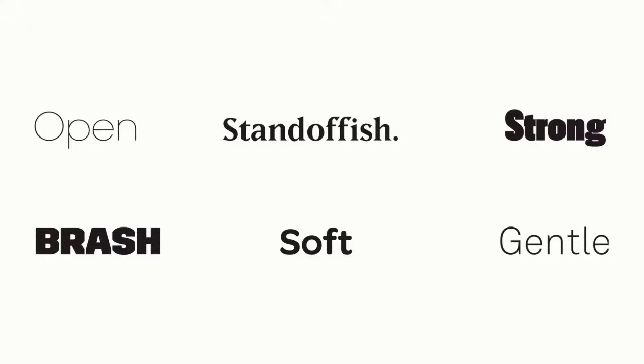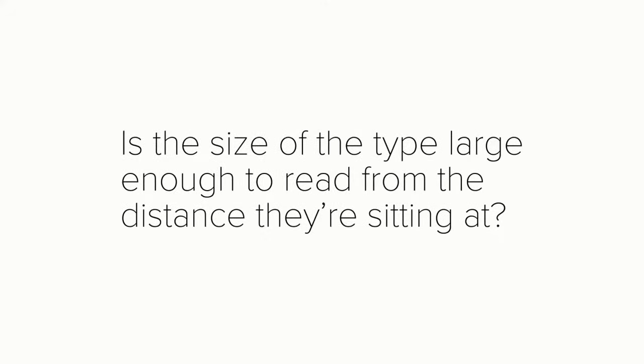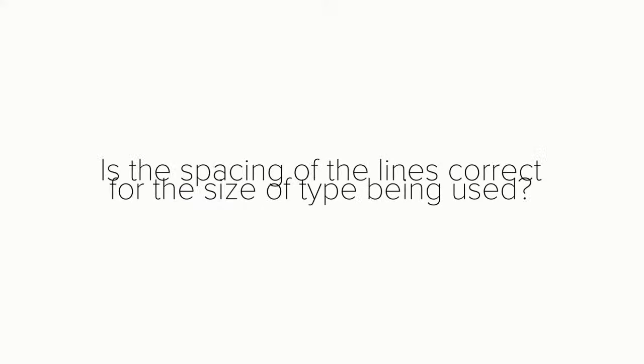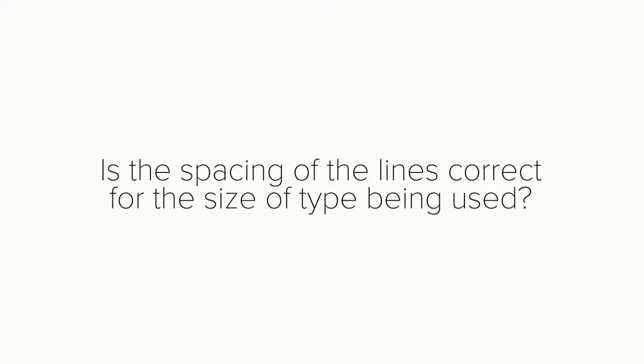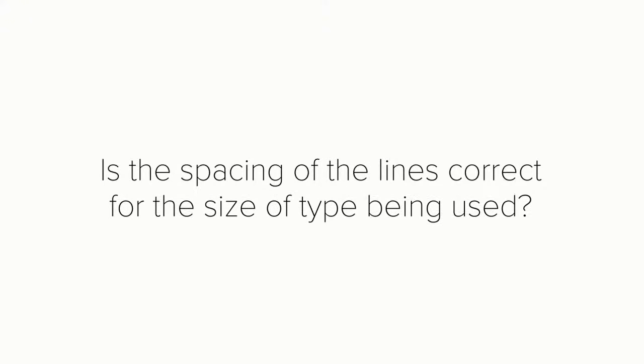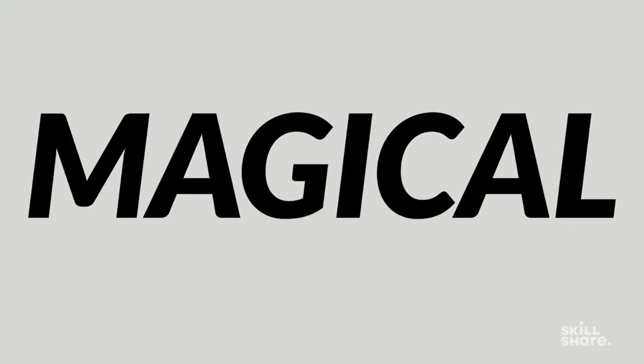When it comes to legibility, we're really talking about the principles of typesetting. Is the spacing right? Is the size of your type large enough so that someone can read it from the distance they're sitting at? Does the color provide enough contrast to be legible? Is the spacing of the lines correct for the size of type that you're using? All of these things come together to basically amount to some sort of legibility. If you're just starting out with typography, two of the things that are easy considerations to make are just making your type large enough to be read and choosing a typeface that's suitable for what you're trying to say.